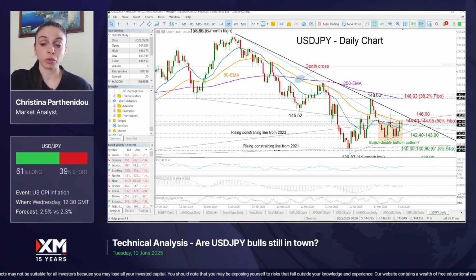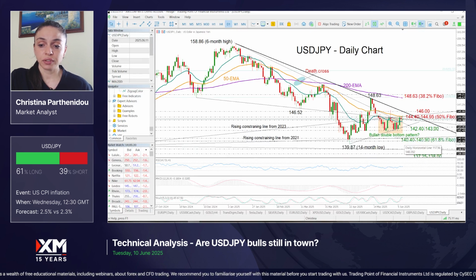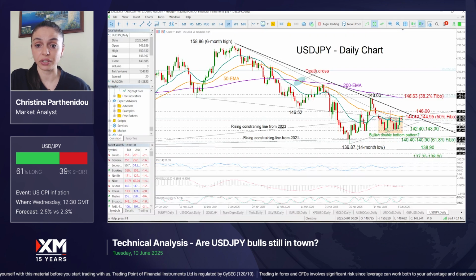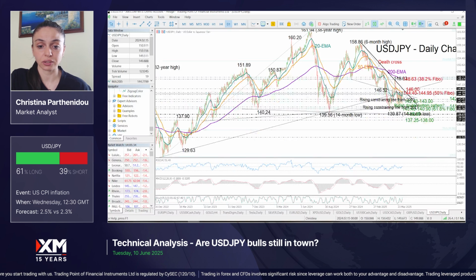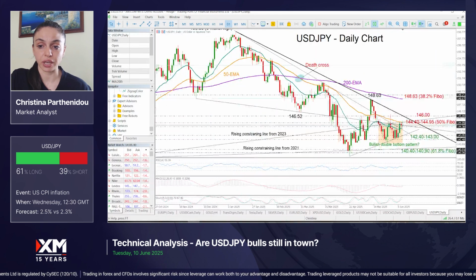Perhaps the bottom of this bullish double bottom pattern near 142.40 could also ease selling pressures. If not, then perhaps the price could drop towards the 140.40 and 140.90 constraining zone where April's lows were registered. Then if selling pressures continue, bringing this broad downtrend back into play, then the next stop could be near 138.90. There is a long-term, almost flat trend line coming from December 2023. That line is around the same location.